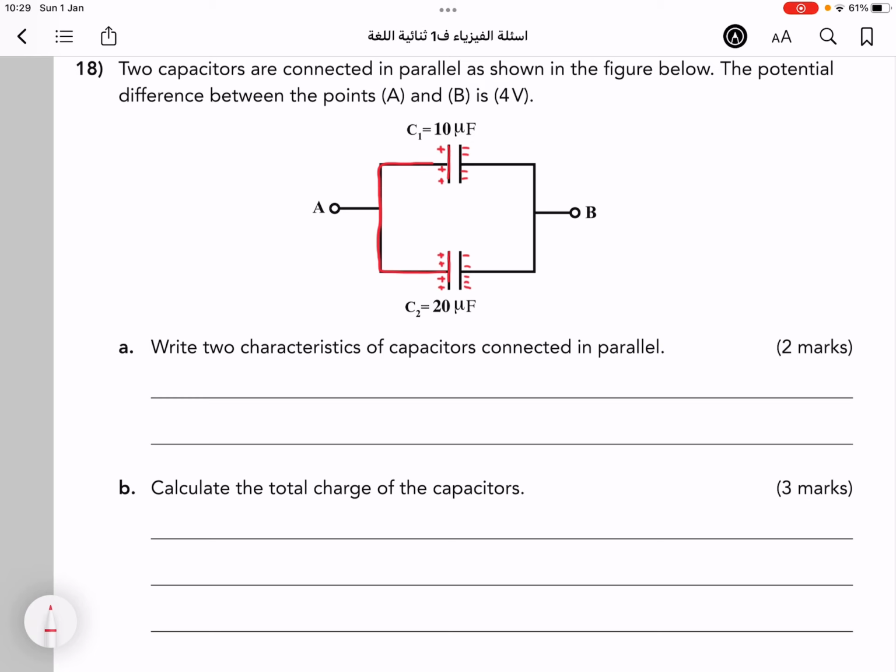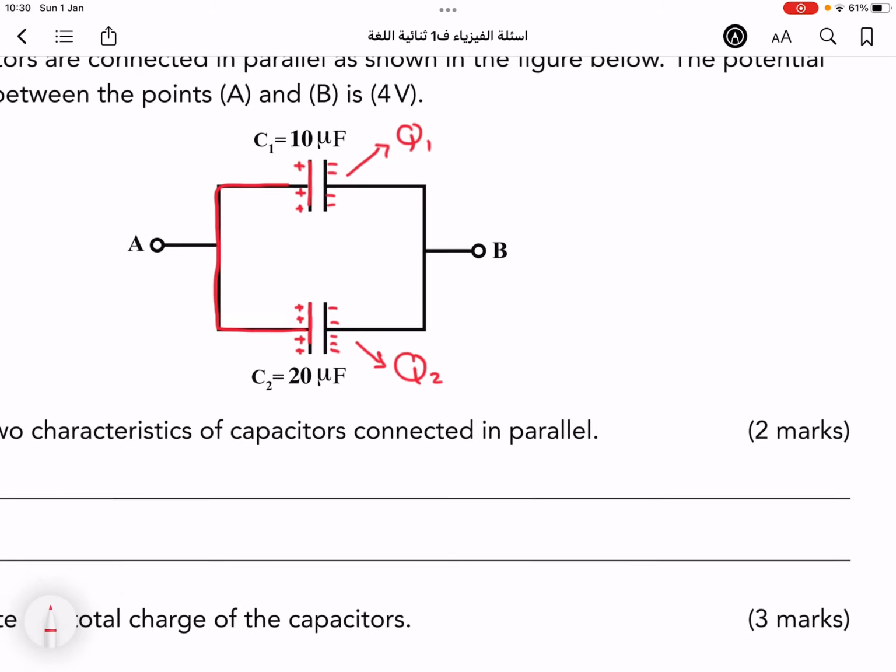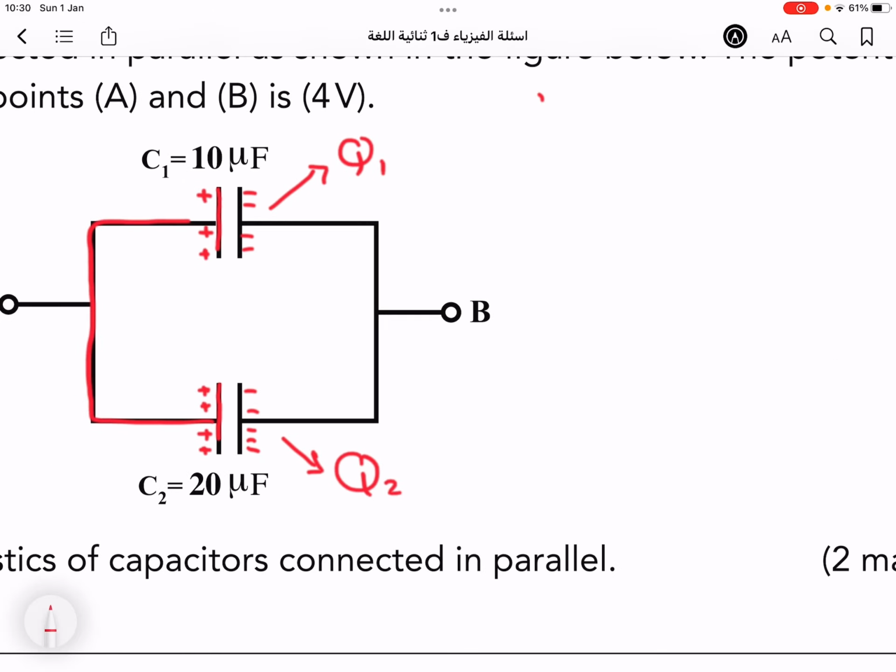Then part B, calculate the total charge of the capacitors. So the total charge is the sum of the individual charges. So we need to calculate Q1 in capacitor C1 and also Q2 in capacitor C2, then add them together. Okay. From the law of the capacitance, Q equals C times V. So if we want to calculate Q1, it will be C1 times V.